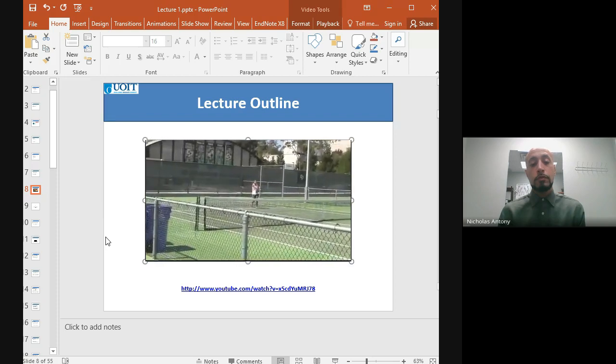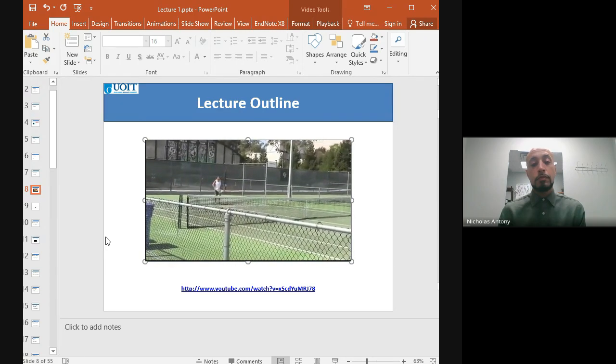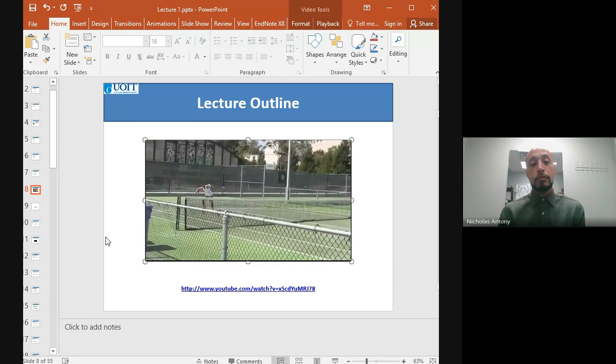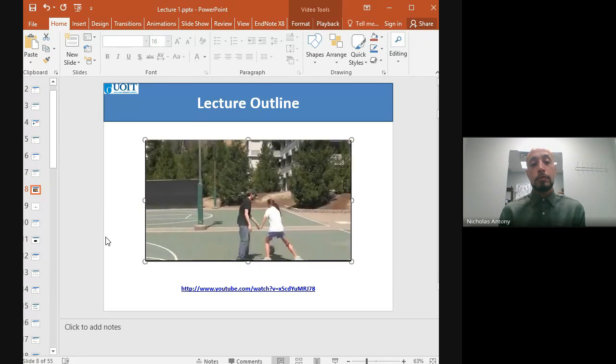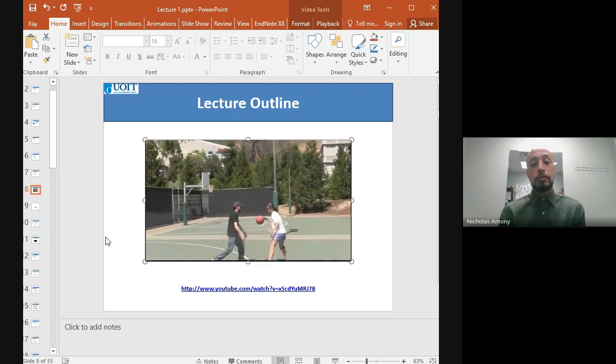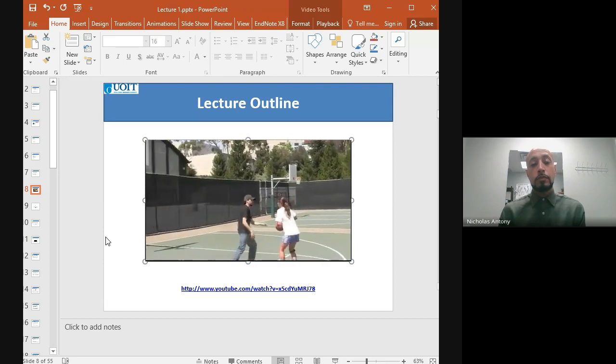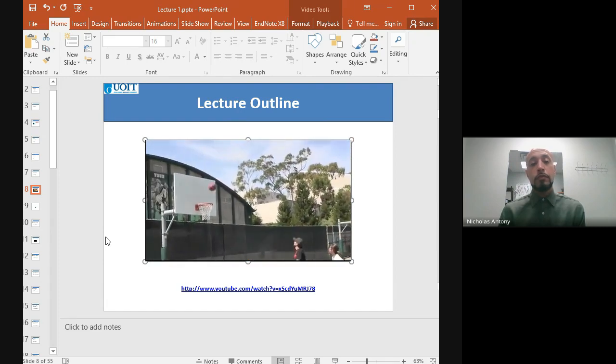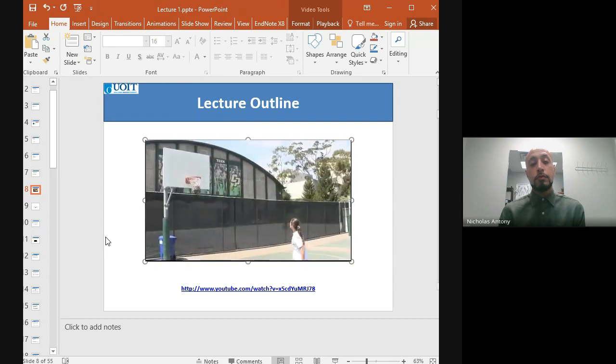Next is open or closed environments. An open environment is where there are environmental factors to consider, such as another person to rally with, or going against a defender in basketball. In a closed environment, there are no environmental factors, such as shooting a free throw alone.